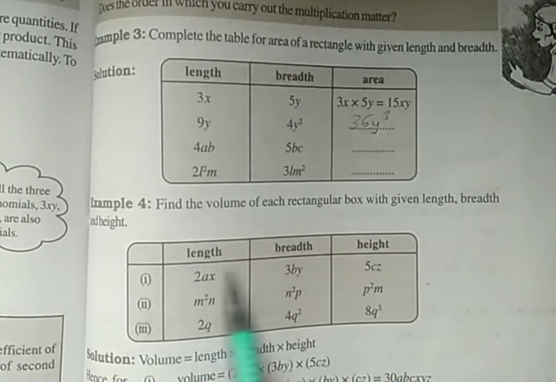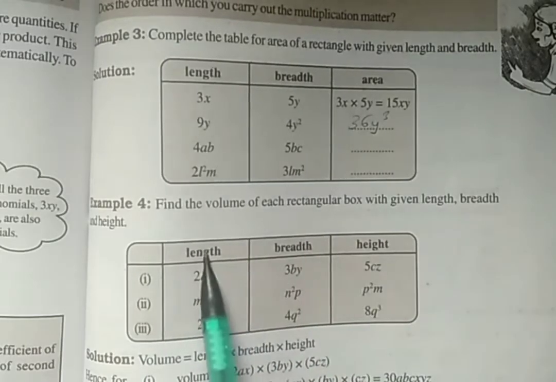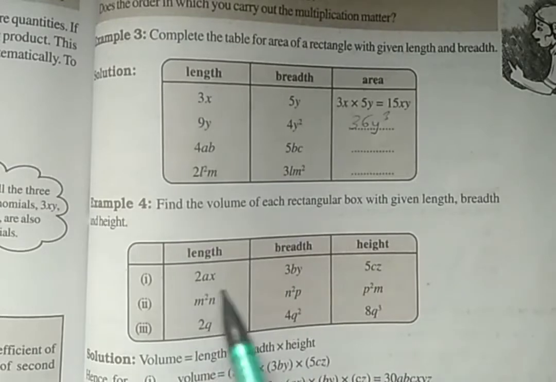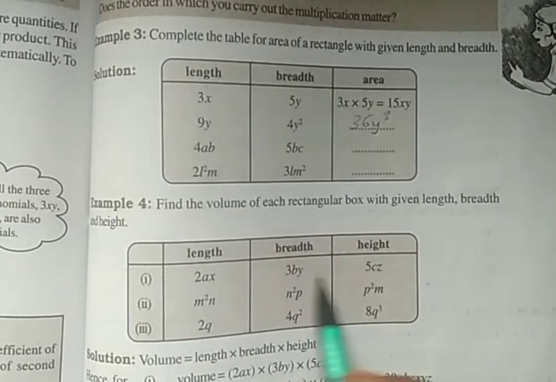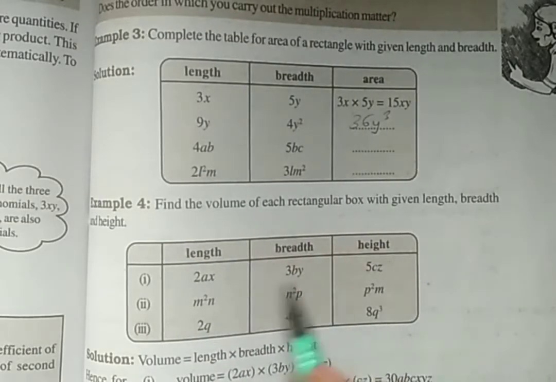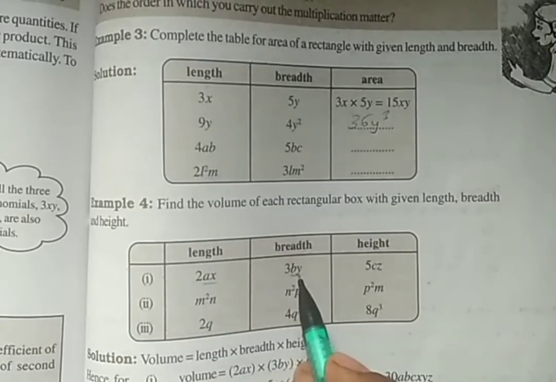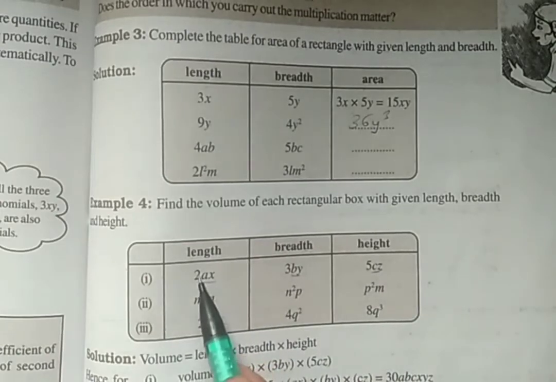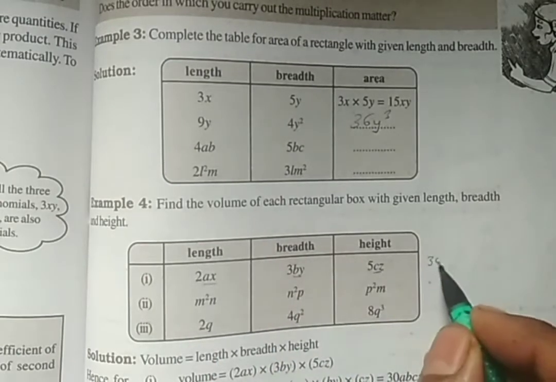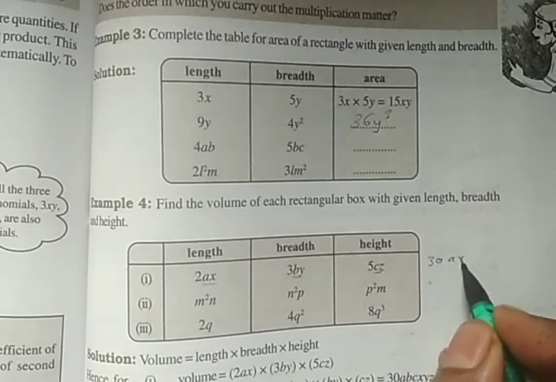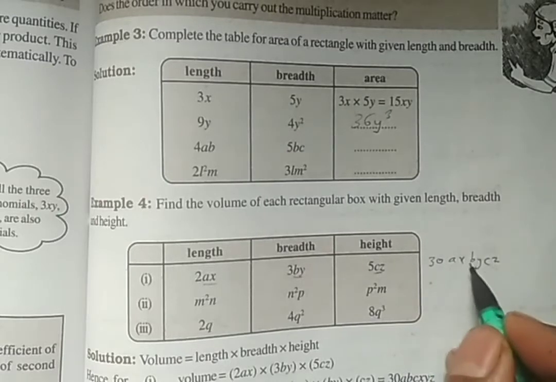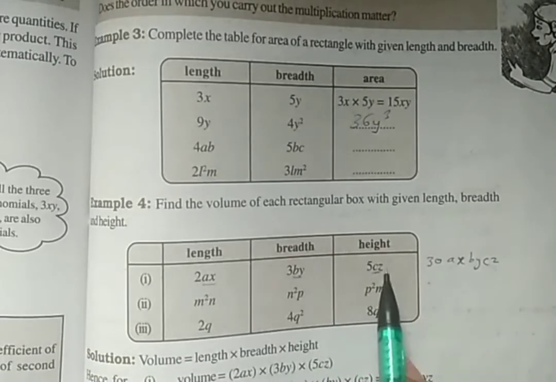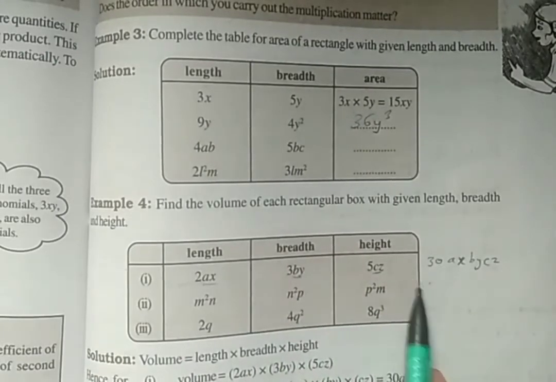Now we have to find the volume of this rectangular box where the length is given, breadth is given and height is given. So 2ax, 3by, 5cz. All variables are different. They are not repeating each other. So 3 2s are 6, 6 5s are 30, 30 axbycz. This is the answer. This is the volume of that rectangular box. You just have to directly multiply.